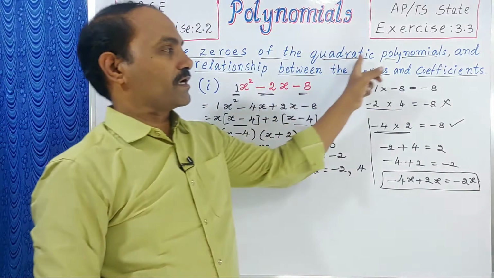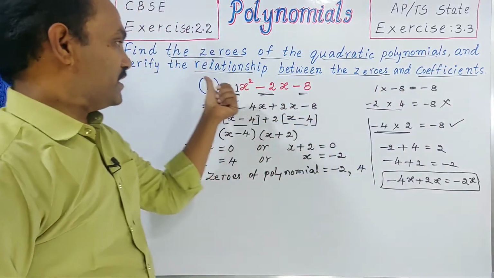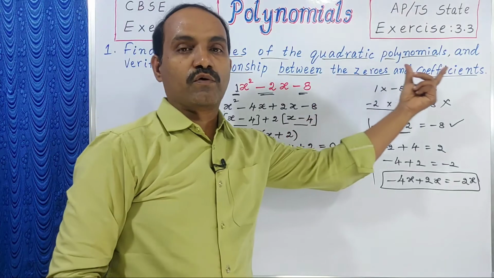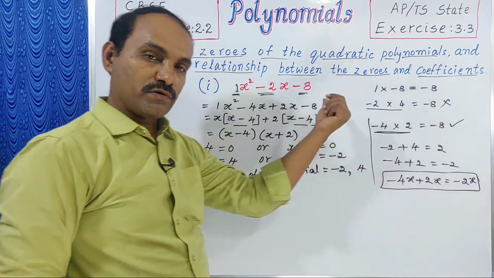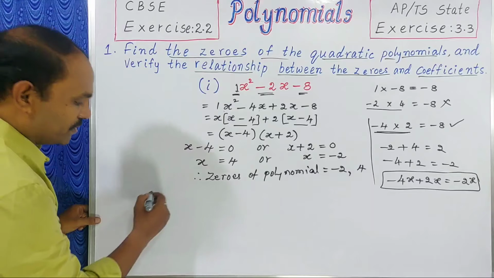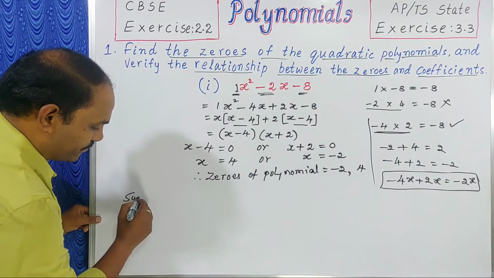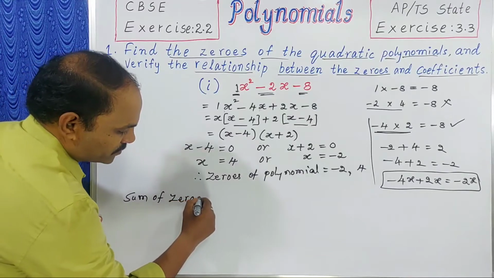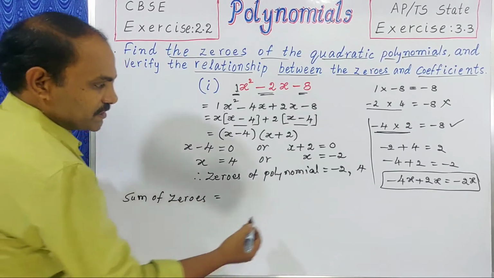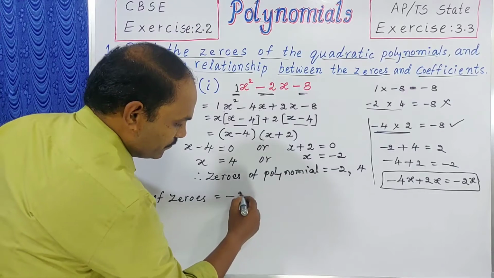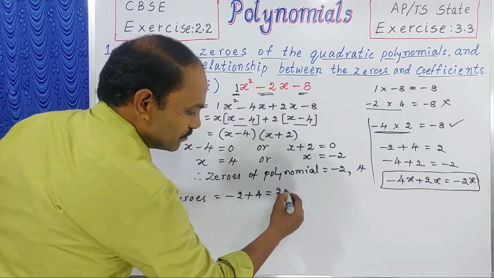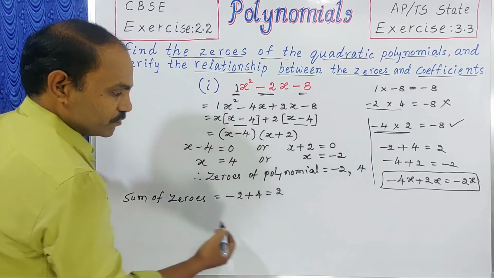Find the zeros of the quadratic polynomial, and then what he said, verify the relation between zeros and coefficients. So check out the relation. Sum of the zeros. What are the zeros? Minus 2 plus 4, we got plus 2. 4 minus 2 is 2.